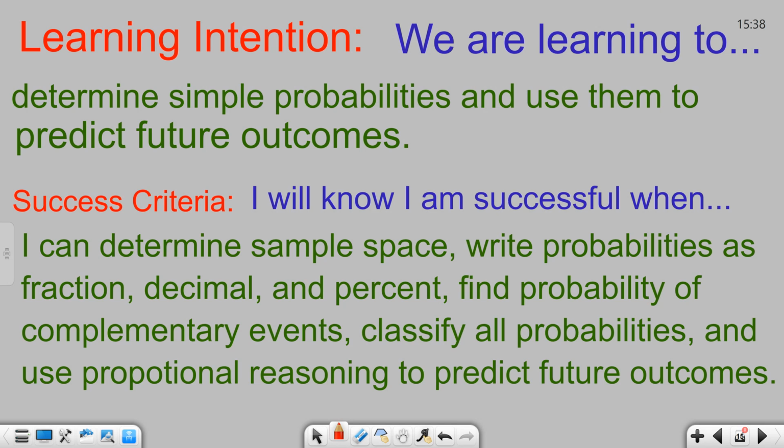All right, this is lesson 9.1 on simple probability. Today our learning intention is that we are learning to determine simple probabilities and use them to predict future outcomes.